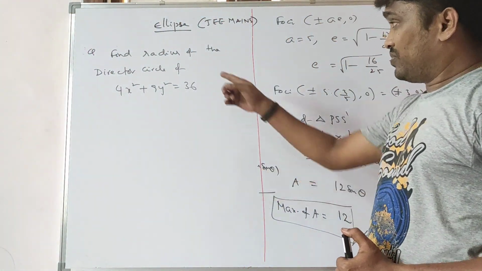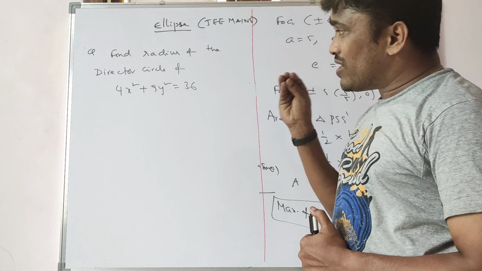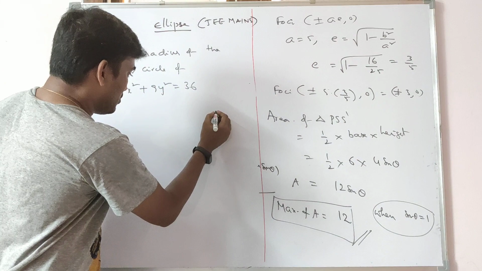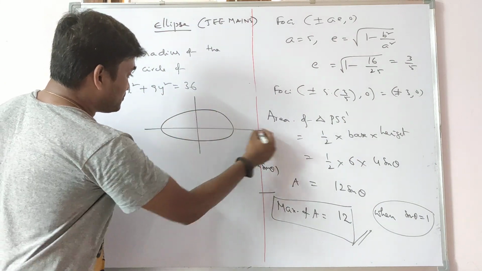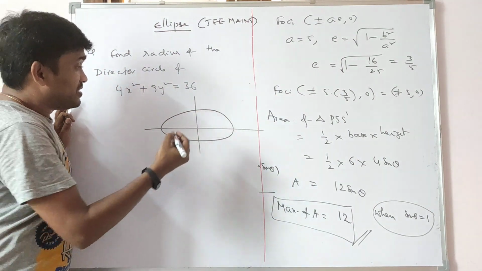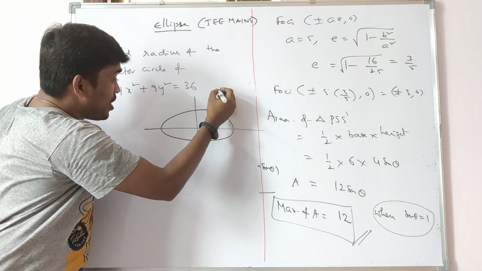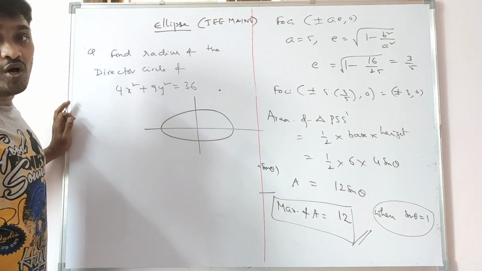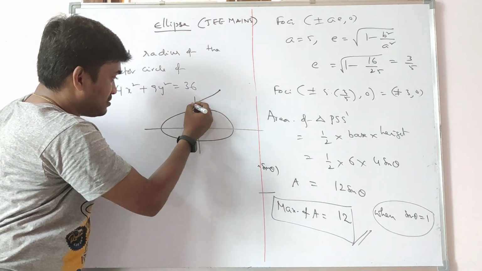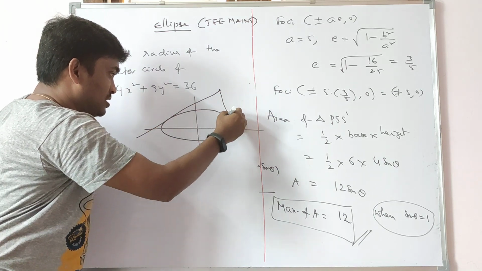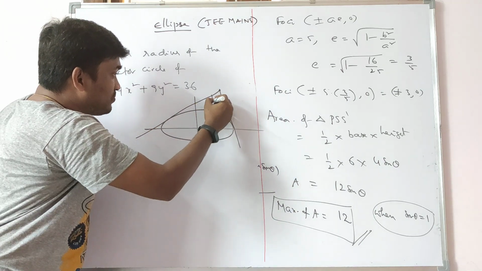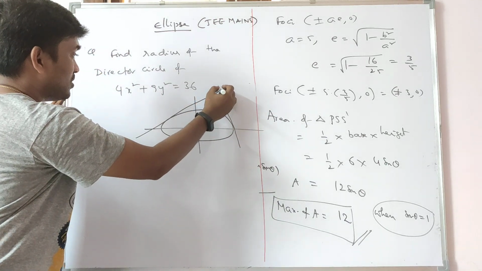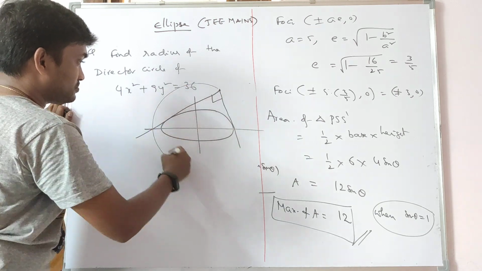How to find this one? First of all, what is the meaning of the director circle of the given ellipse? Here the ellipse is given. Director circle means what here? The locus of the point of intersection of two perpendicular tangents of the given ellipse is called the director circle. That means here, suppose these are the pair of tangents. The angle between these two tangents is 90 degrees. Then the director circle is forming like that.